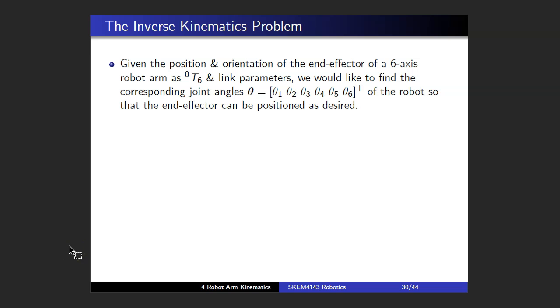Now that we are done with the forward kinematics problem, let's talk about the inverse kinematics problem. In the inverse kinematics problem, given the position and orientation of the end effector of a 6-axis robot arm as T_6^0 and the geometric link parameters or the DH parameters, we would like to find the corresponding joint angles θ1 up to θ6 of the robot so that the end effector can be positioned as desired. Now, can you think of an application of the inverse kinematics problem, or why is it important that we study this?